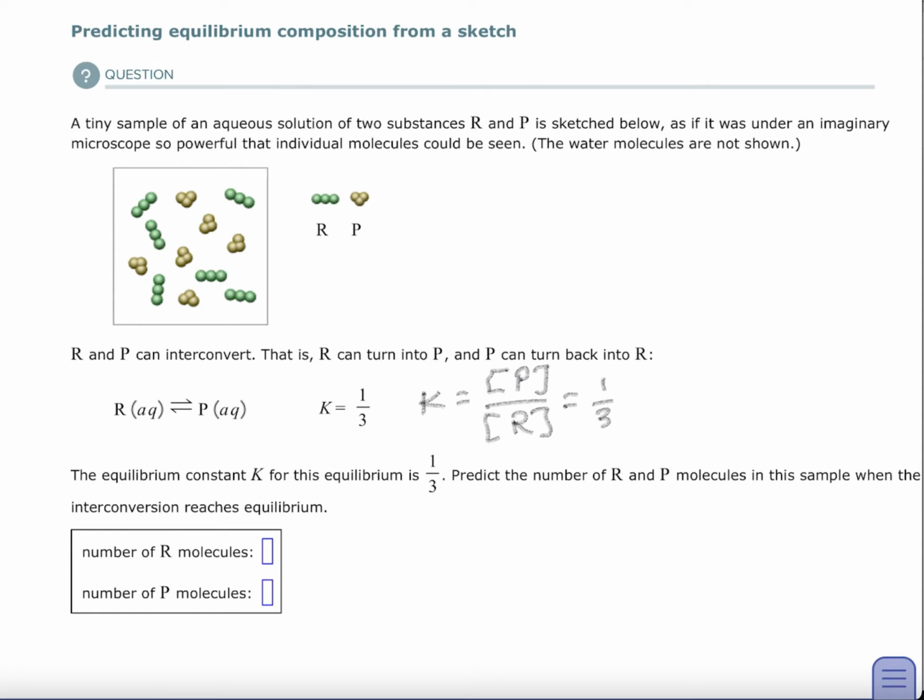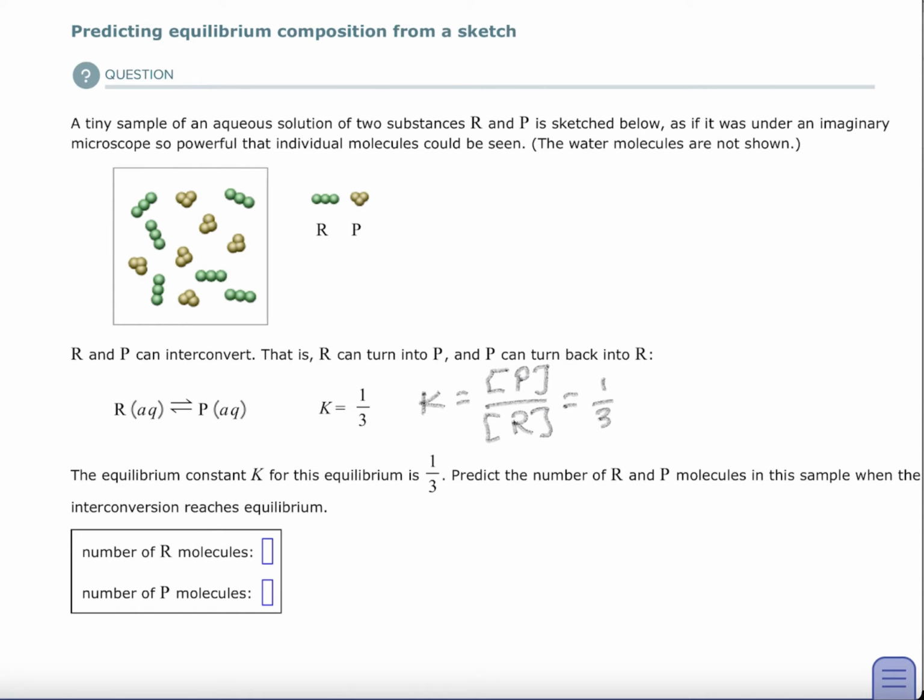So if you have that as a reaction, then it's going to be the concentration of the products divided by the concentration of the reactants taken to the power of their coefficient. Well, here it's just 1 to 1. So my K expression is the concentration of P divided by the concentration of R. And they told me that my K here is 1/3. So I simply said the concentration of P over the concentration of R is 1/3.